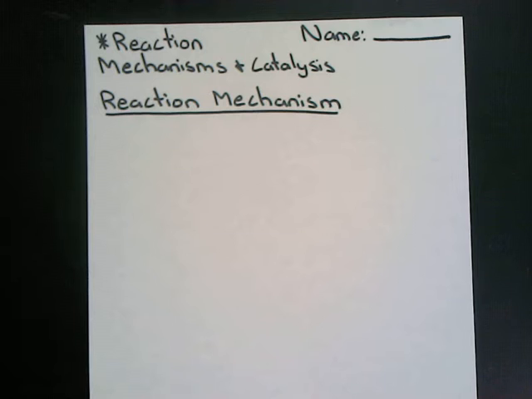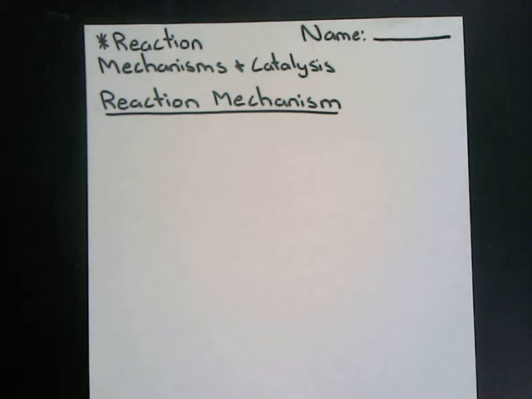Objective number 2, derive the rate law for a reaction that has a rate determining step given the elementary steps and their relative speeds, or conversely choose the plausible mechanism of a reaction given the rate law.